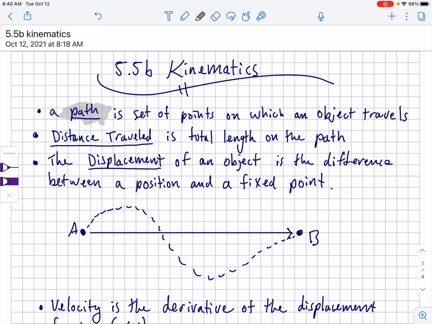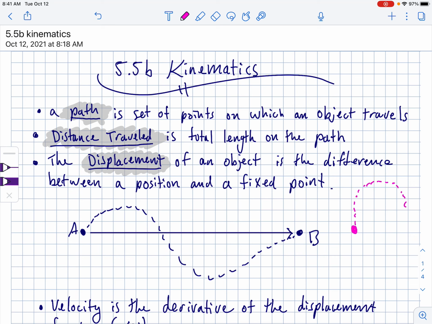A path is a set of points on which an object travels. So you're going to be given some equations where it's like, this particle or object travels in this way with this equation. Distance traveled is the total length on that path, whatever it may be. The displacement is slightly different. Displacement is just the difference between a position and a fixed point. So a lot of times it's like, how far was the object displaced from the start to the finish or something like that.